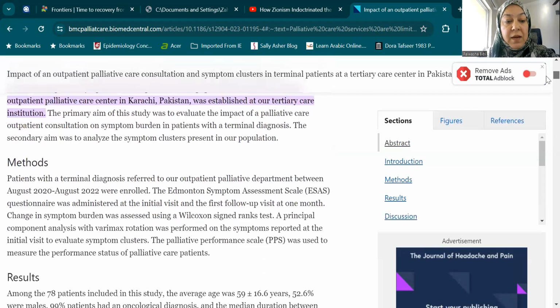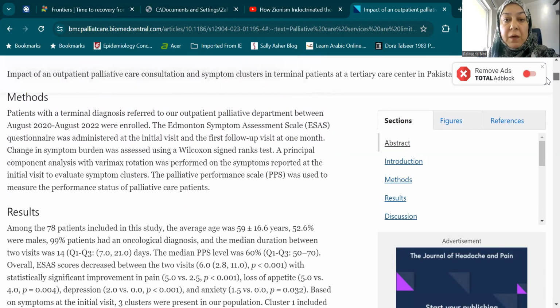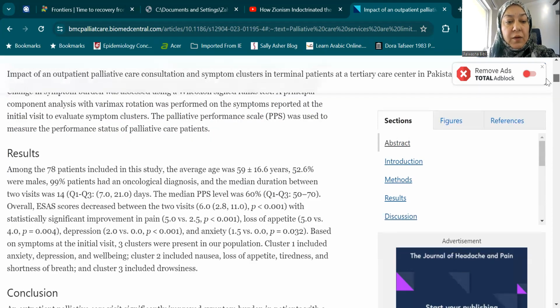And then it says that the methods are patients with terminal diagnosis referred to our outpatient palliative department between August 20 and August 22 were enrolled. And then Edmonton Symptom Assessment Scale. So there is something that you need to search for and find out what this is. It was administered in the initial visit and the first follow-up visit 1 month later. Changes in symptom burden were assessed using a statistical test. So let's see the results that they got.